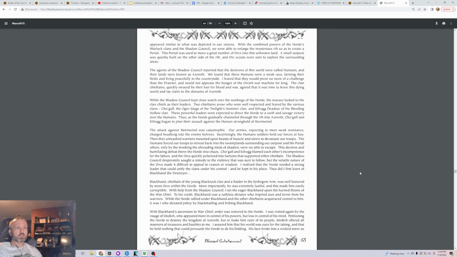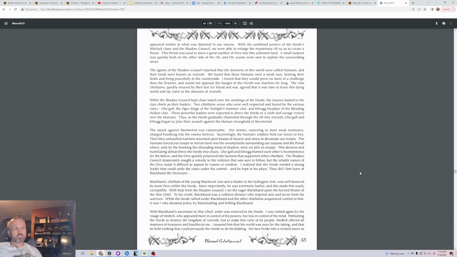Chokgal and Kilrog blamed each other's incompetence for the failure, and the orcs quickly polarized into factions that supported either chieftain. The Shadow Council desperately sought a remedy to the violence that was sure to follow, but the volatile nature of the orcs made it difficult to appeal to reason or wisdom. I realized that the Horde needed a strong leader that could unify the clans under his control and be kept in his place. Thus did I first learn of Blackhand the Destroyer.